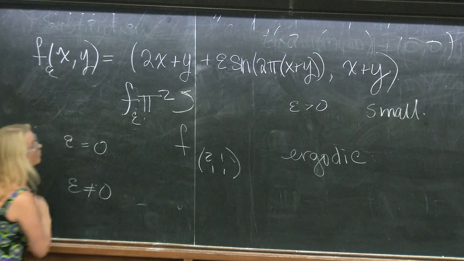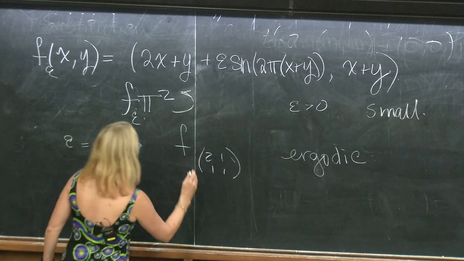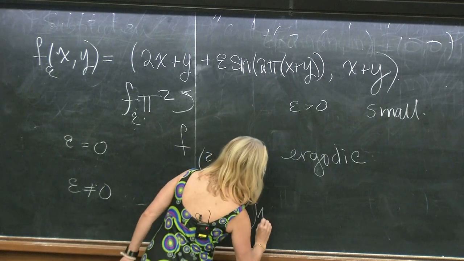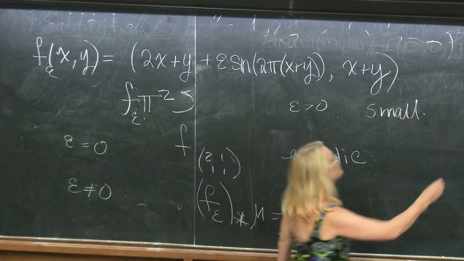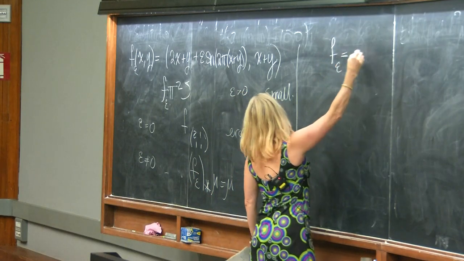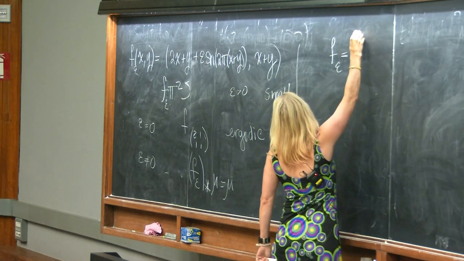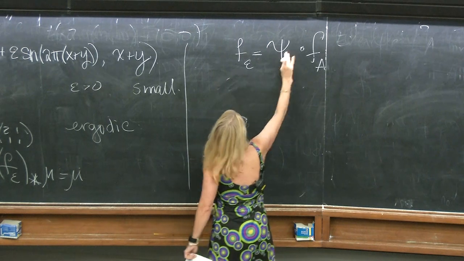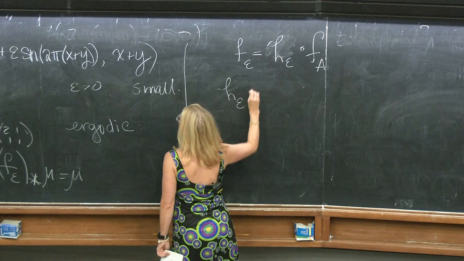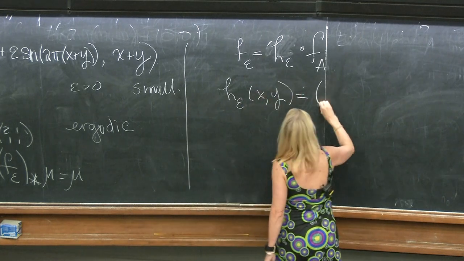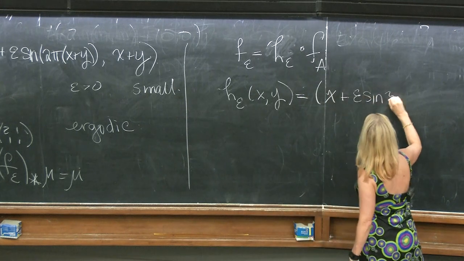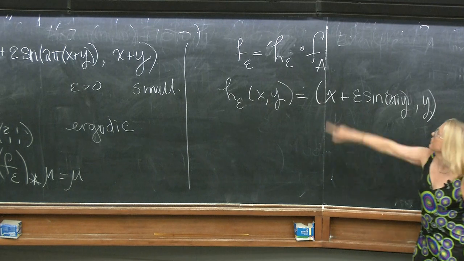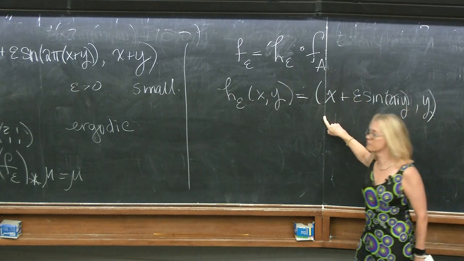When epsilon is not equal to zero, if I wrote this correctly, this F sub epsilon still preserves Lebesgue. Why? Because F sub epsilon equals a map that I'll call C epsilon, composed with F sub A, where H epsilon of x, y is x plus epsilon sine 2 pi y, comma y. This preserves volume, and this preserves volume.